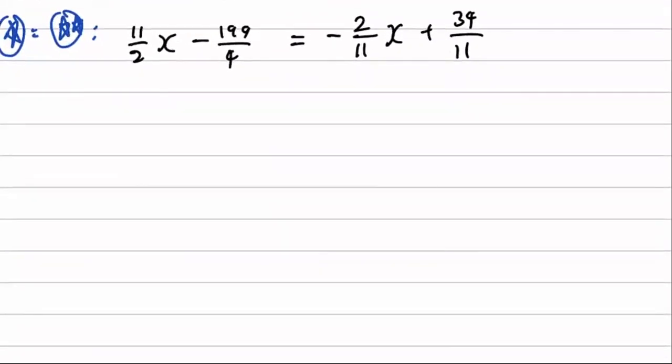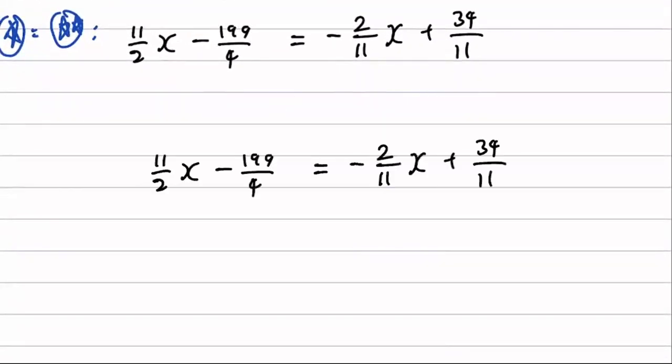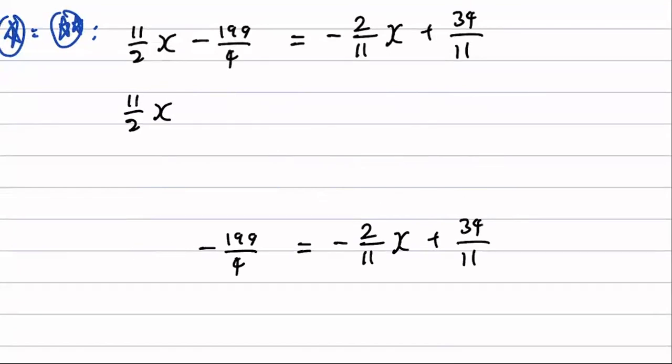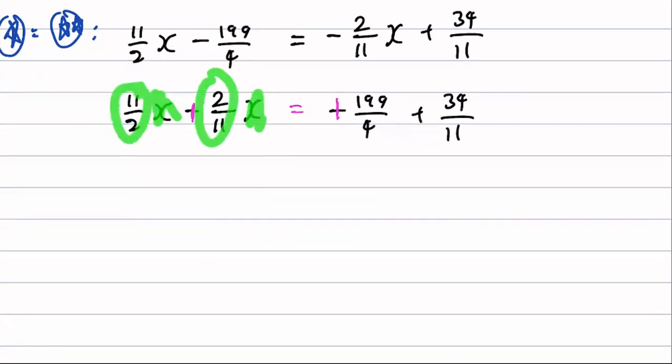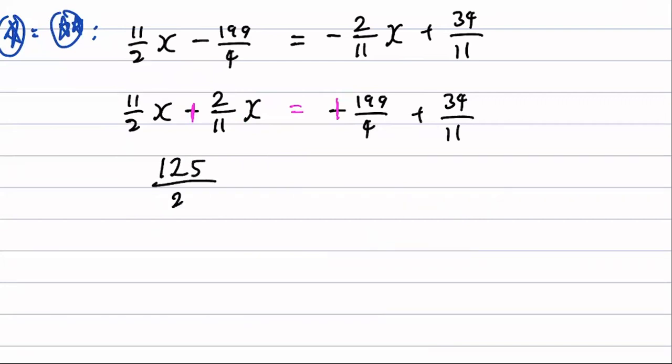Now bring them all together. Let's copy and paste this. I will be left with 11 over 2 x plus 2 over 11 x equals 199 over 4, which becomes a plus when brought over, plus 34 over 11 brought over to the right. Now just collect like terms. Just add the two coefficients: 11 over 2 plus 2 over 11. Wow, looks so funny, like a pattern going on. 11 over 2, 2 over 11. If only there's a deeper pattern that we can find.